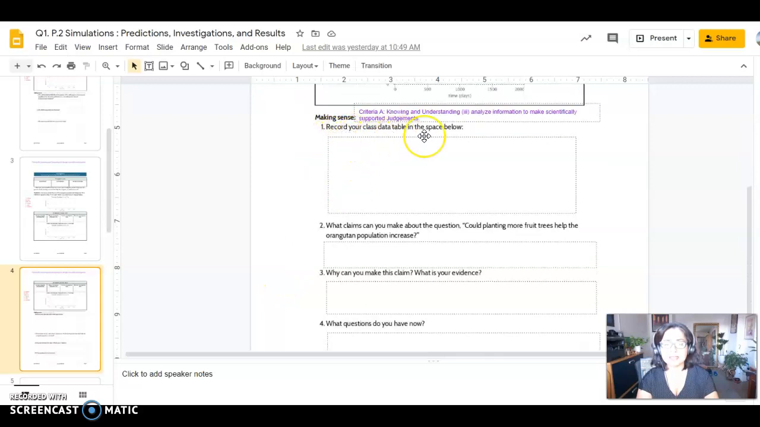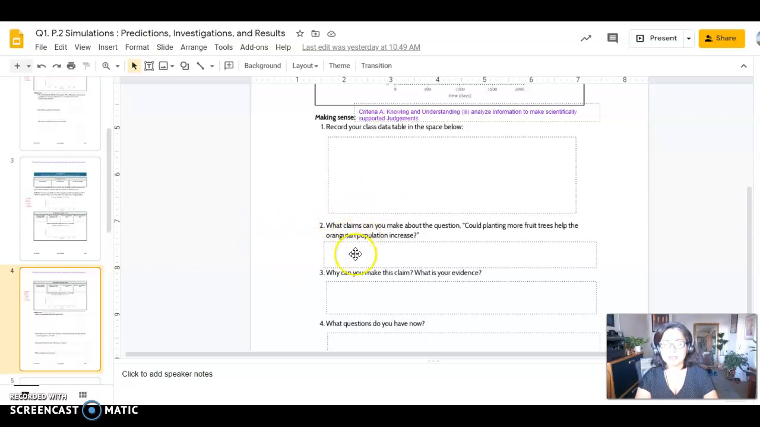Record your class data table in the space below. This is where I will be making the data table with all of us as a whole class, and I will give you that data table. So don't worry about getting that in there. We will do that at some point.